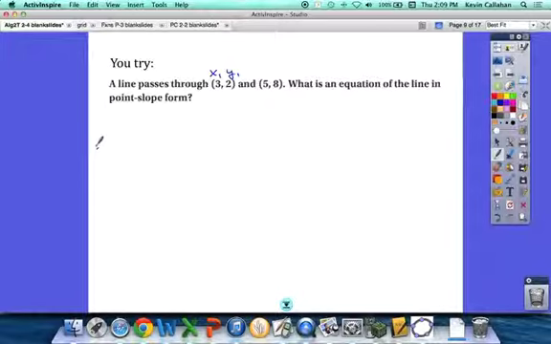Getting it? Where's your m? You got to fill in for the slope. First, calculate the slope. What's that? No, you don't. Just use the points. y2 minus y1 over x2 minus x1. Right? You got to know how to do that, Jessica.